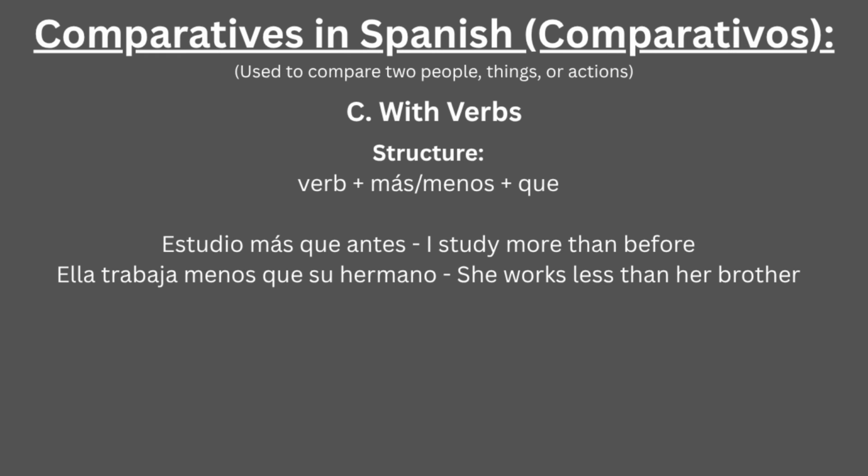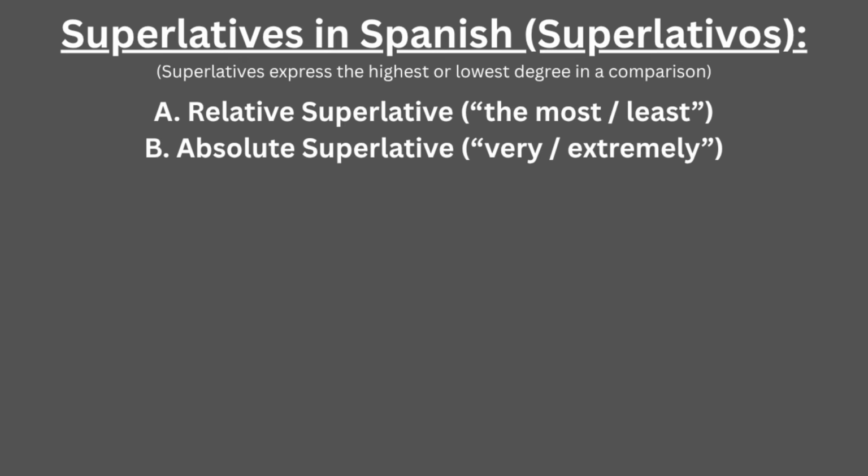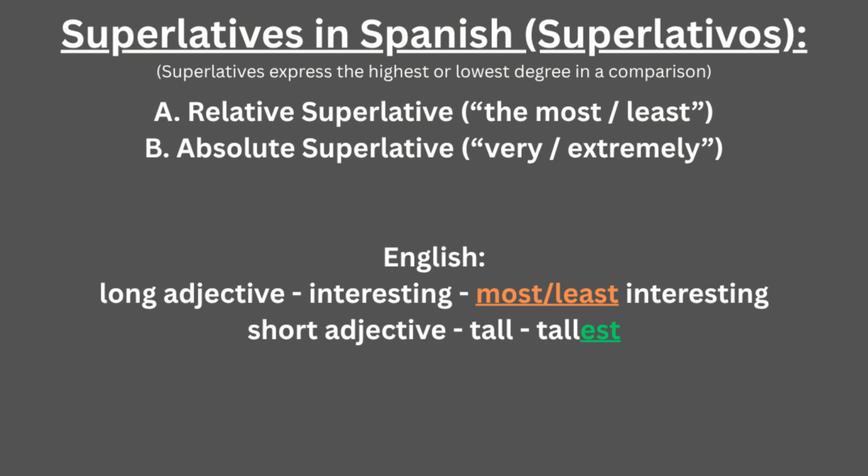After comparatives, it's important to see superlatives, which express the highest or lowest degree in a comparison. In Spanish, there is a distinction between two types: a relative superlative, meaning the most or the least, and an absolute superlative, meaning very or extremely. While English adds letters to short adjectives and uses an intensifier for long adjectives, Spanish has a different pattern.